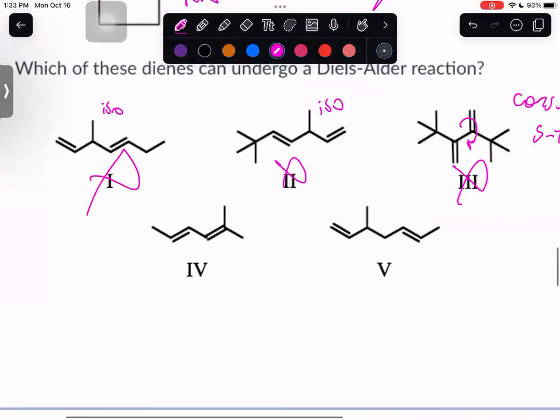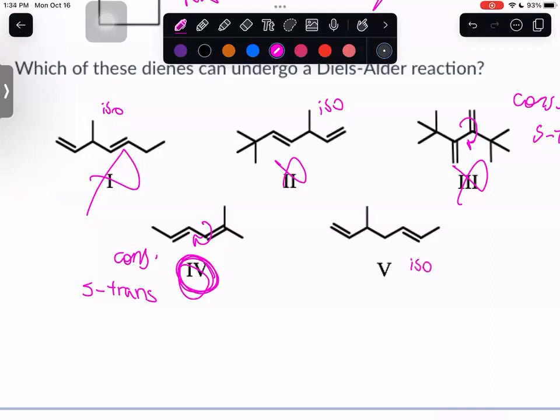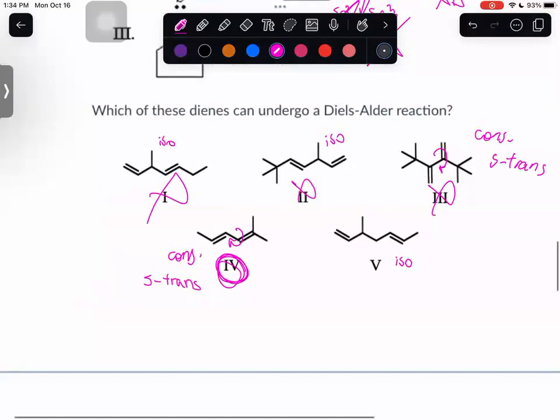Molecule 4, we know that it's conjugated. Is it s-cis or s-trans? It's trans, but you can heat it up, cook it, and I can rotate it. So this one is going to be your answer in this case. And then the last one, molecule 5, is just isolated, exactly. Okay, questions?